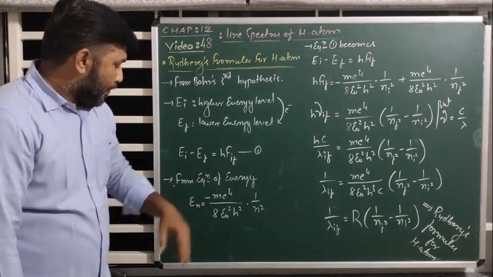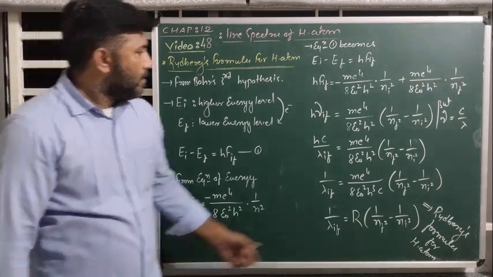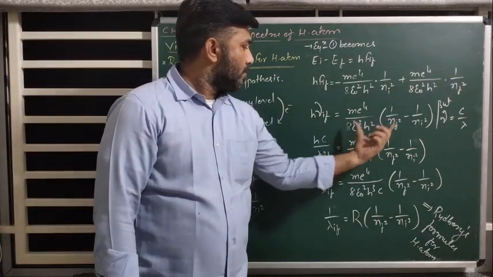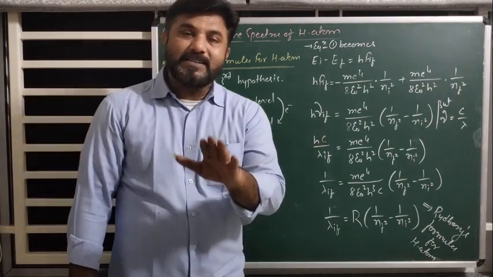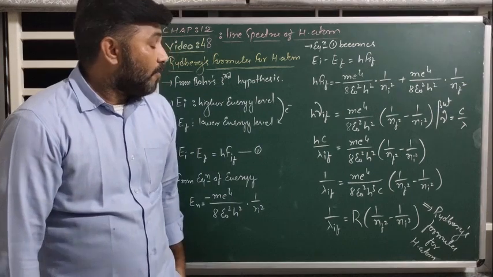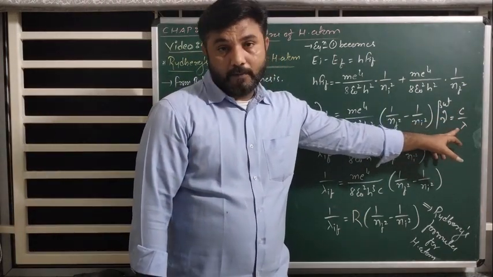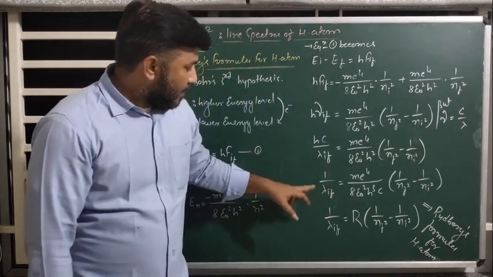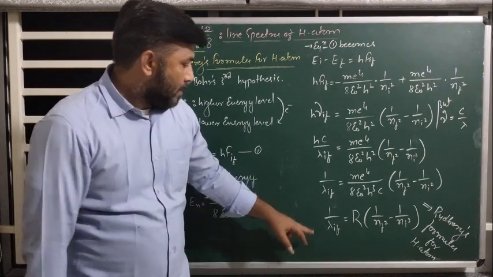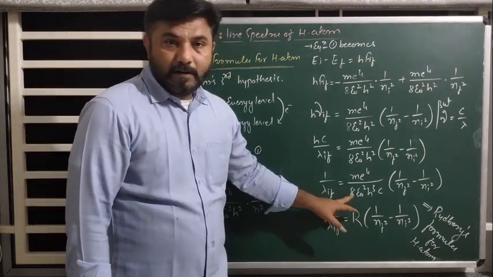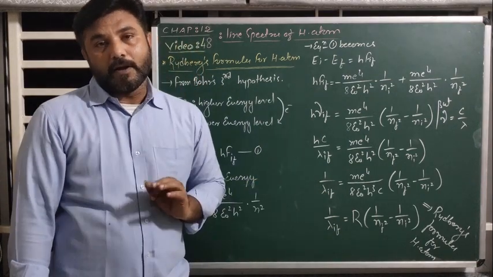Clear? Use the equation of energy, put it here. So it will be like this. One more thing you have to remember, because it is there in the 11th chapter: frequency is equal to C by lambda. Got it? That 1 upon lambda equation is not there in our textbook, but R is there. And that is how we have obtained 1 upon lambda.